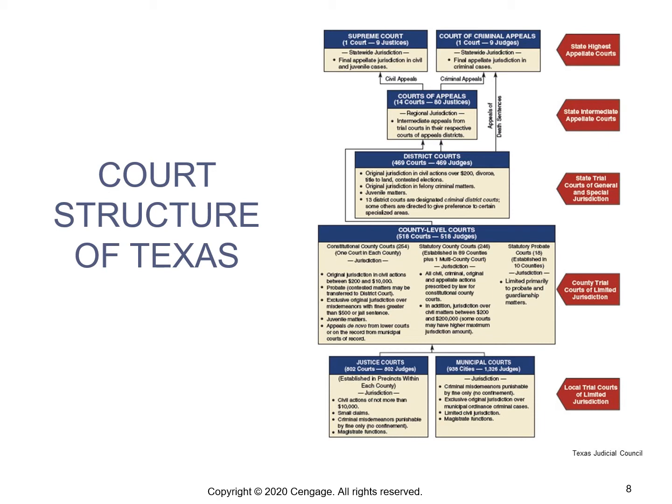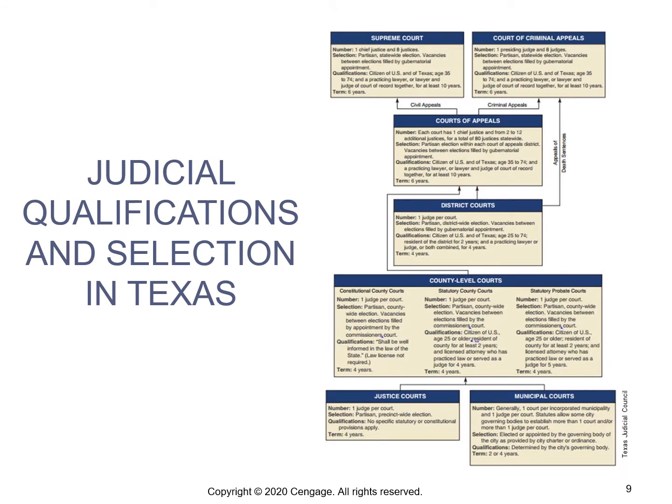You have the two highest courts. You have your 14 courts of appeals. You have your district courts, which are the main trial courts in Texas, your county level courts, your justice of the peace courts, and your municipal courts. And this shows you the qualifications of the courts for those different positions.